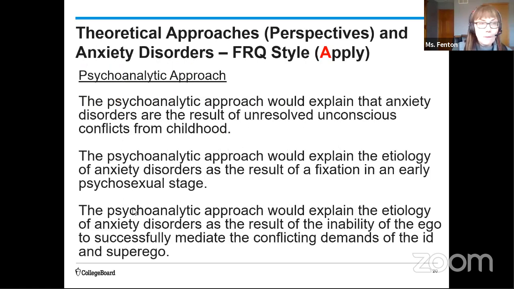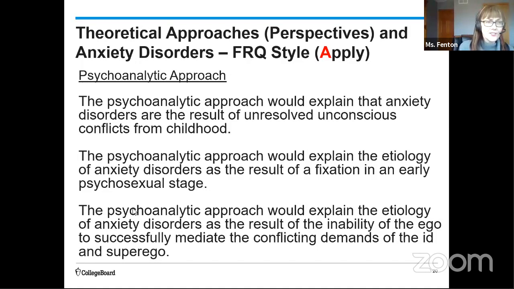If you're looking at the psychoanalytic approach, I gave you 3 examples here that would score. So thinking back to that personality unit and Freud's theory. Anxiety disorders, from Freud's perspective, might be the result of unresolved unconscious conflicts. They could be fixation in an early psychosexual stage. It could be, in terms of his personality theory, where the ego part of the personality is unable to balance the conflicting demands of the id, which operates on the pleasure principle, and the superego operating on the morality principle. So if you look at each correct example here, there are specific references in psychological terminology.